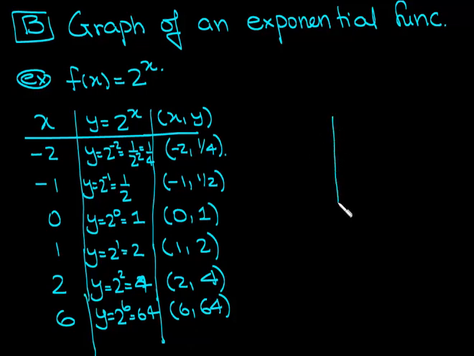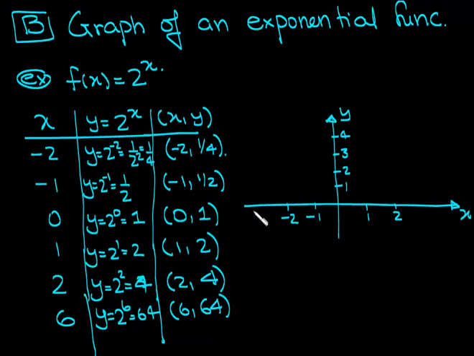So let's graph this. We have 1, 2, 3, 4, and 1, 2, minus 1, minus 2. So my points are: when x is negative 2, y is 1/4. If this is 1/2, 1/4 would be further down. When x is minus 1, it is 1/2. When x is 0, it is 1. When x is 1, we have 2. And when x is 2, we have 4. So if you were to connect these points, it looks like this.